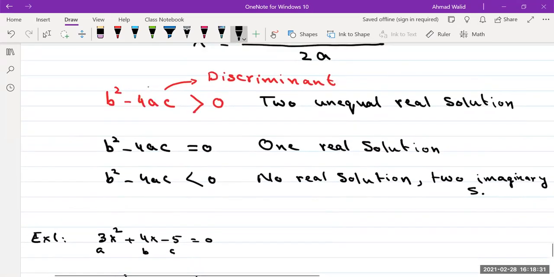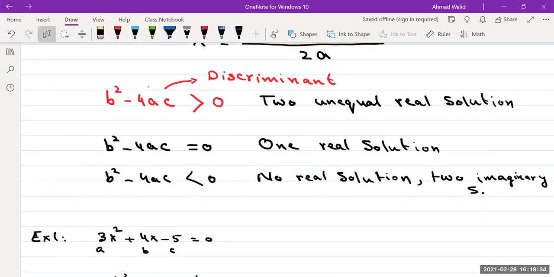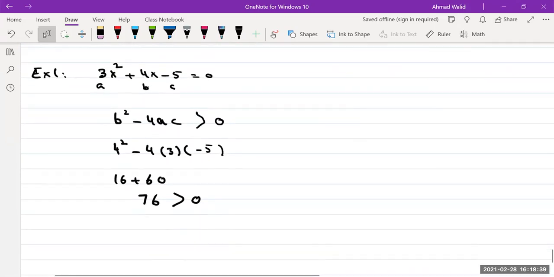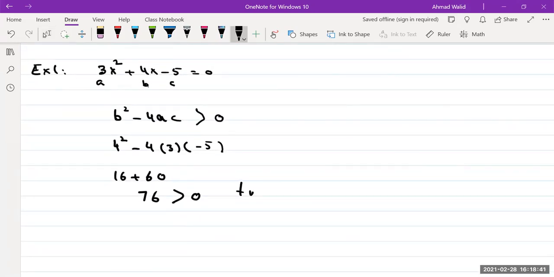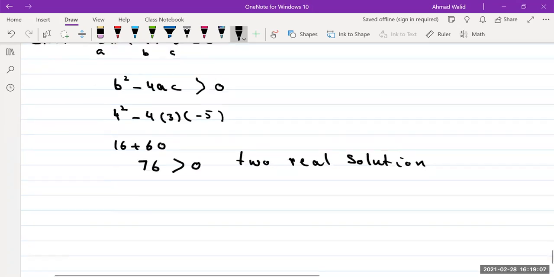Now check. When the discriminant was greater than 0, you have two unequal real solutions. Or simply, you can write two real solutions. This equation definitely has two real solutions. Even if you want to solve it, instead of doing all this calculation again, use 76 under the radical, and you will see you will have two real solutions. Example number 2.